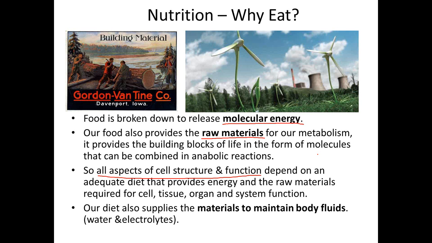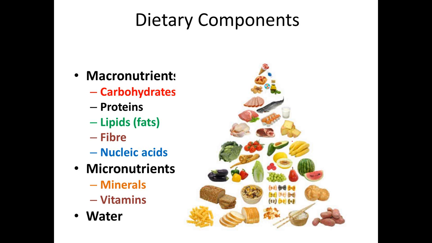So let's move on now and have a look at the dietary components. What is it that we eat, or what comprises our diet? We can split it into three areas, really. First of all, a macronutrient component to our diet. Secondly, a micronutrient component to our diet. And thirdly, and quite importantly, water. We're going to have a look at these components now in turn. We're going to start with the macronutrients: carbohydrates, proteins, lipids, fiber, and the nucleic acids. And then we'll move on to look at the micronutrients, the minerals, and the vitamins.